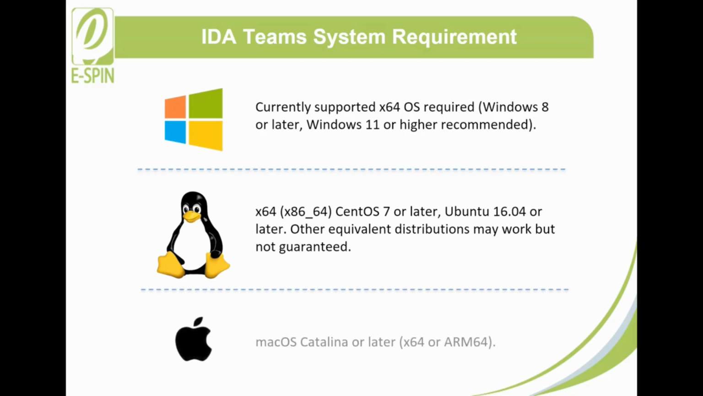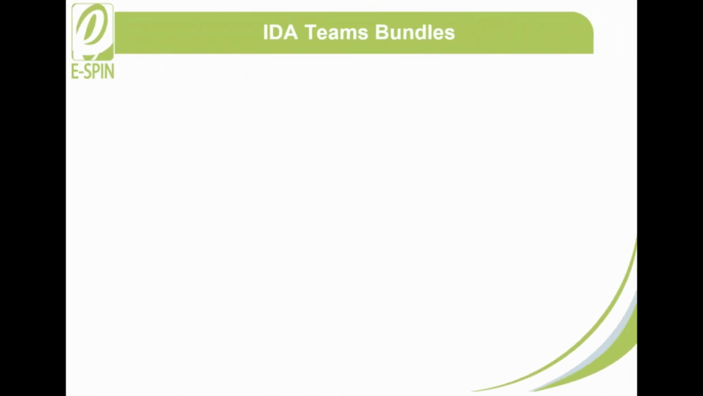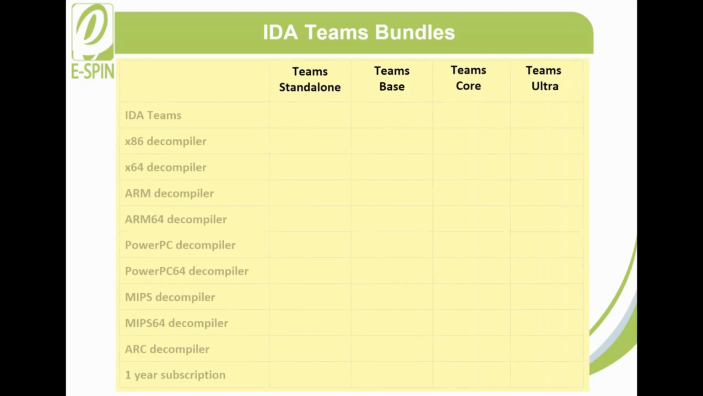For OS X, IDA Teams requires macOS Catalina or later, x64 or ARM64. IDA Teams builds on top of IDA Pro to provide users with the best tool for binary analysis collaboration. IDA Teams uses a subscription model that allows users to add suitable bundles to match the pace of their business. IDA Teams is available in 4 bundles, namely Teams Standalone, Teams Base, Teams Core, and Teams Ultra.